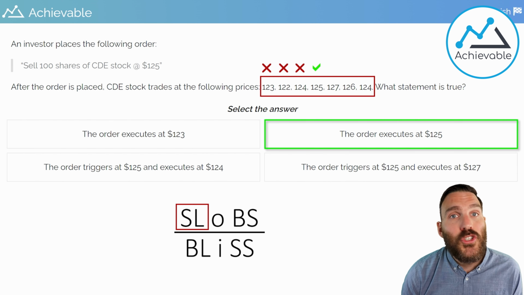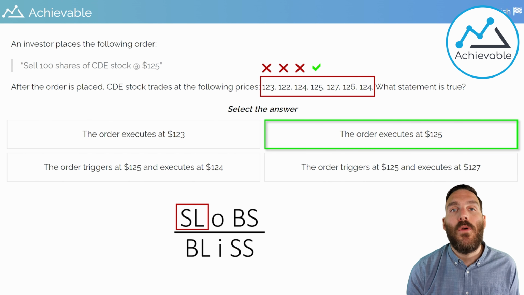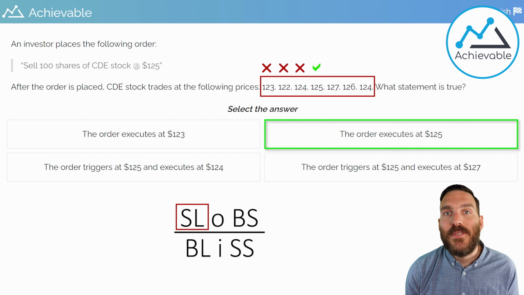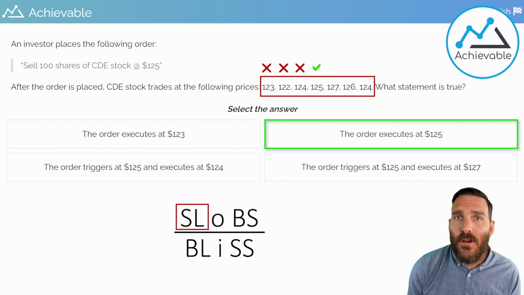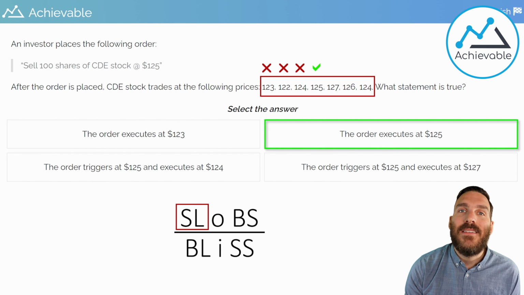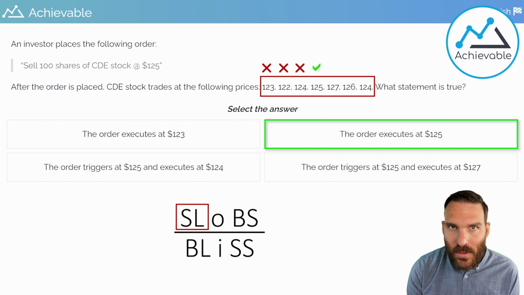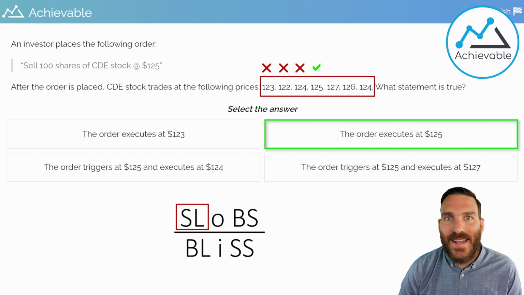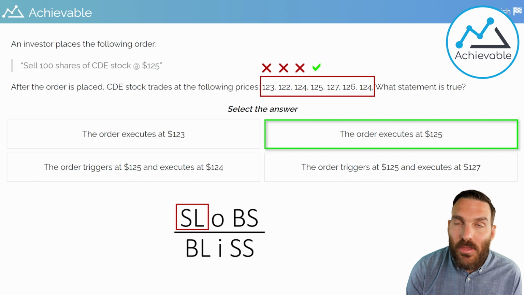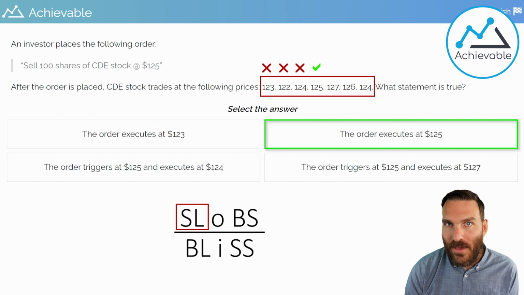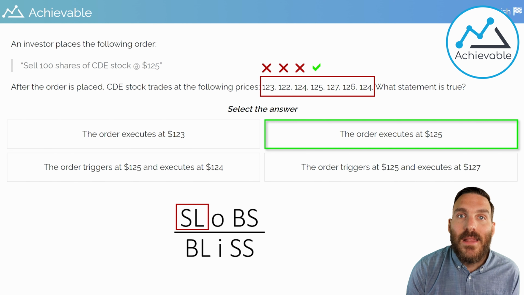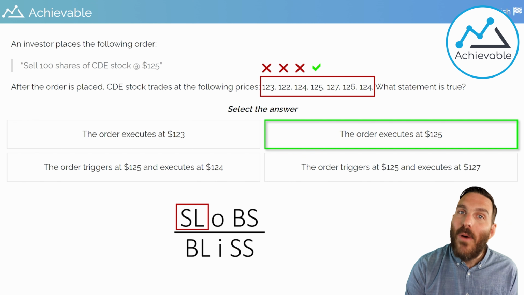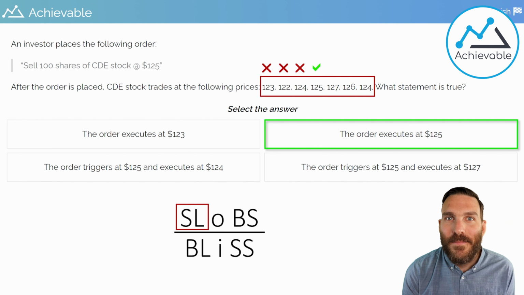Now, real quick, two of the answers below reference the word trigger. If you've been through the stop section in the Achievable material, you may have learned a little bit about a trigger or an elect function. That is something that we see with stop orders only. Stops, stop limits, that's it. But if it's just a limit order, there is no trigger. There is no election. We're just looking for the price, 125 or above, and the first time we see it, the order goes through, which is why the answer is that it executes at 125.